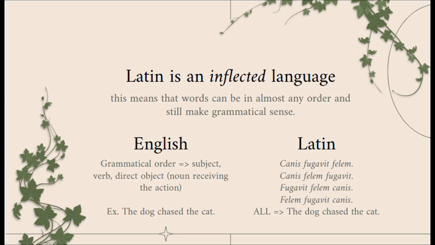Canis fugavit felem. The dog chased the cat. So canis is dog, felem is cat, and fugavit is chased. Okay. What if we shuffled that around? What if we said canis felem fugavit? And if we looked at the order of those words, that's the word for dog, the word for cat, and chased. Dog, cat, chased. Guess what? It still translates as the dog chased the cat.